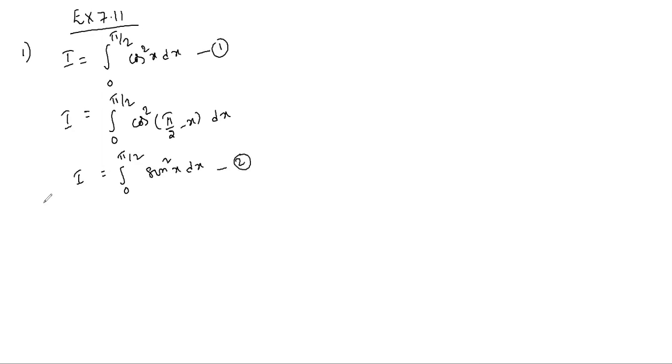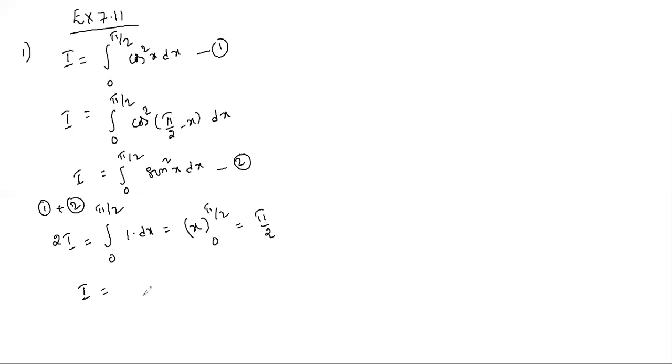Add the two integrals, 1 plus 2. So I plus I is 2I. Both are the same integrals, so limit 0 to pi by 2, cos square x plus sin square x, that is 1, dx. So 1 dx is x between the limits 0 to pi by 2. So it is pi by 2. 2I equals pi by 2, so I equals pi by 4. So the answer is pi by 4.